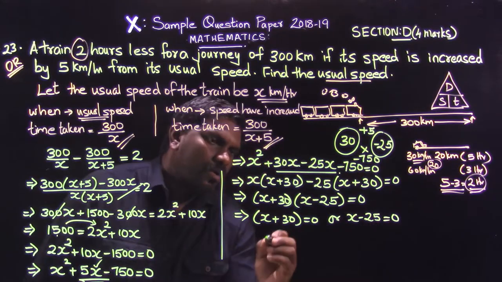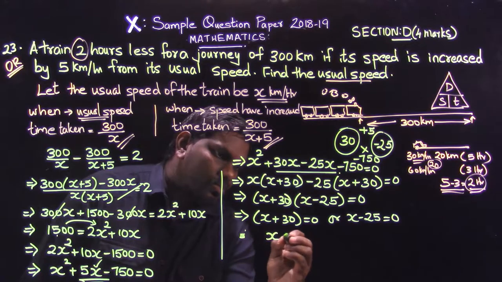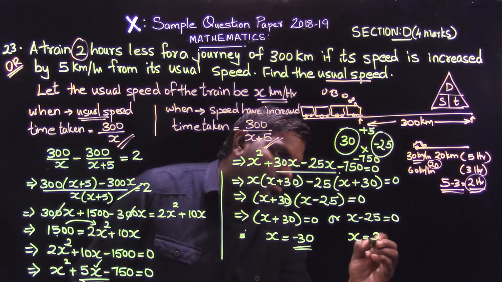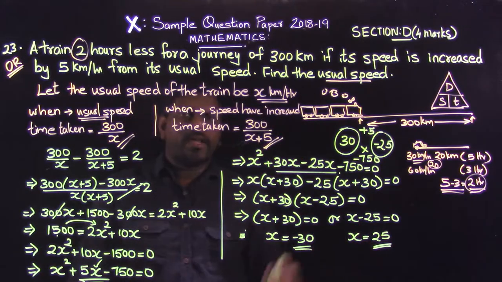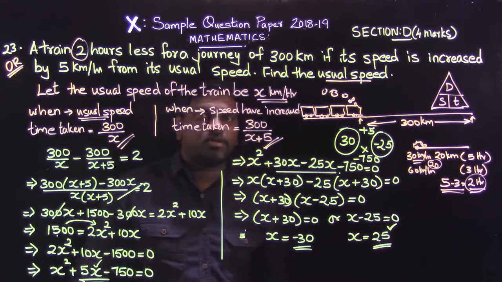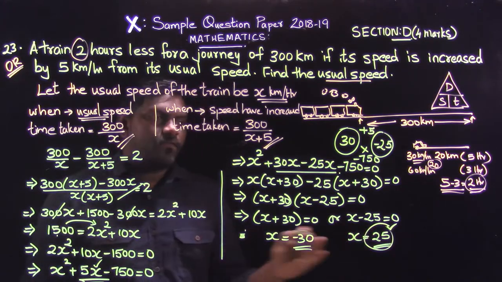Now that implies x plus 30 is equal to 0, or x minus 25 is equal to 0. From here I will get x is equal to minus 30, and from here I will get x is equal to plus 25. Now I cannot pick two values, I need to take one. Which one will I take? I will take the positive term, because p cannot be negative. So this is my answer for the question.